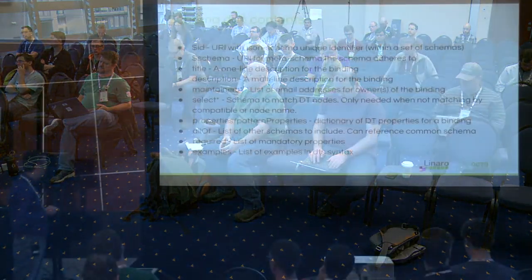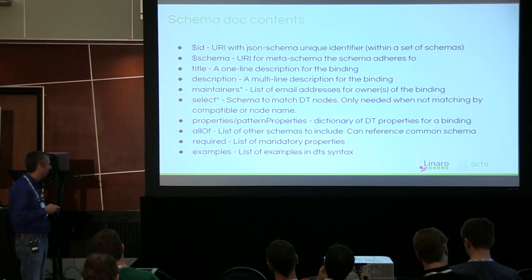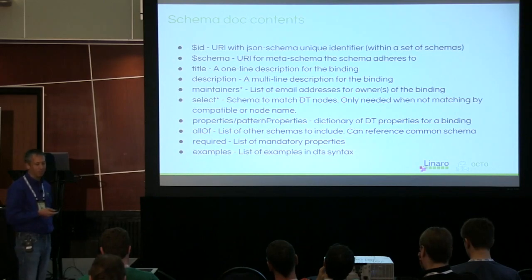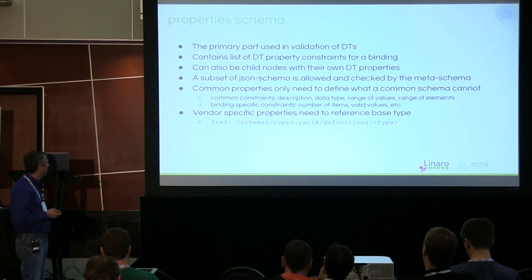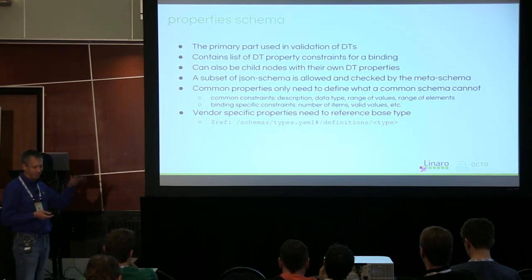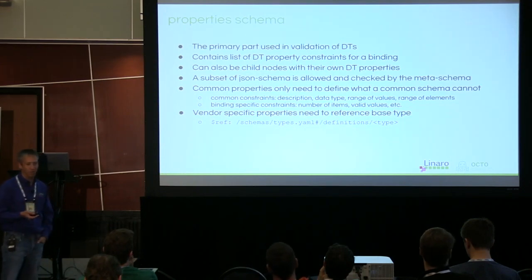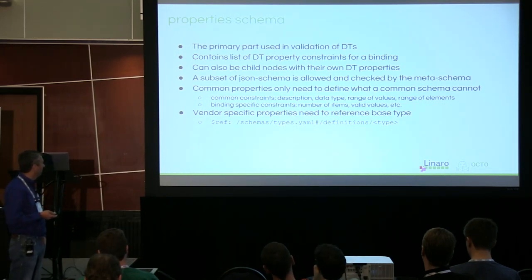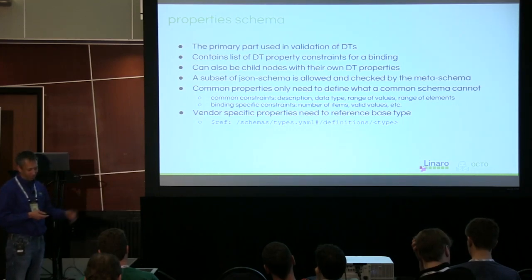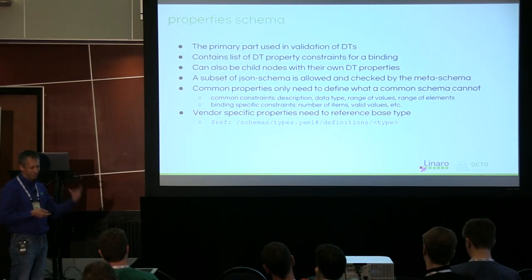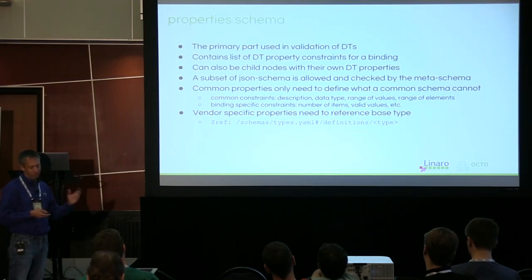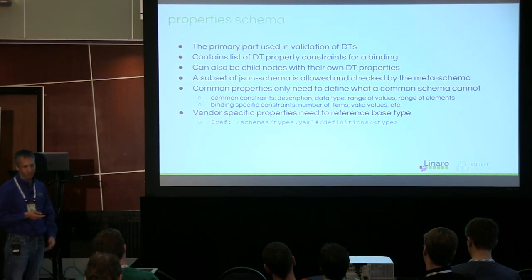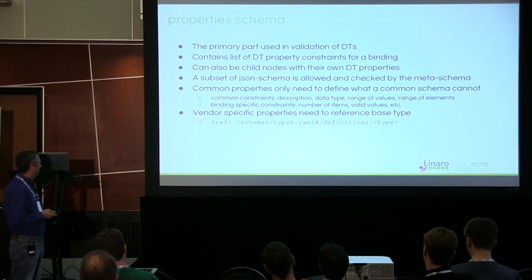The meat of it is the properties and optionally pattern properties, which is the list of all the properties for a binding. So within the properties schema, the next level is you have the list of all the property names. And this is the primary part of what's used for validation. You can also recurse down in more levels, and you can have child nodes, a child node defined by its name, and it's just a property. Or it can also be a pattern property if it has a unit address, for example. Then you define properties again under that for child node properties.